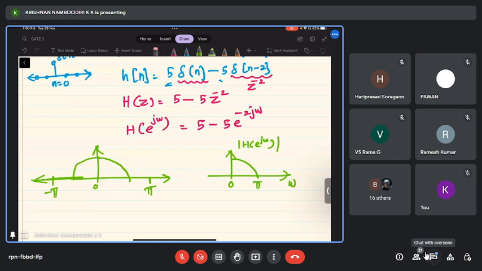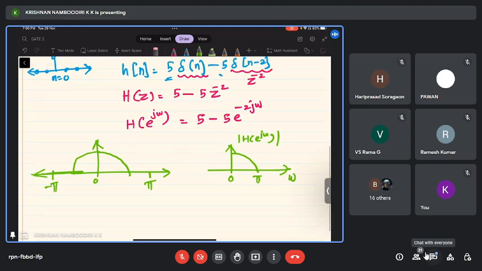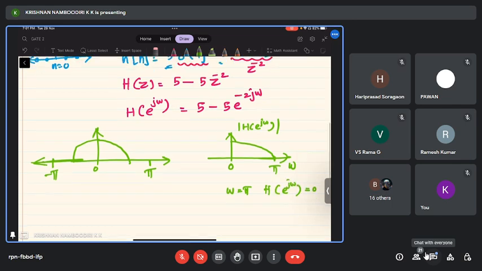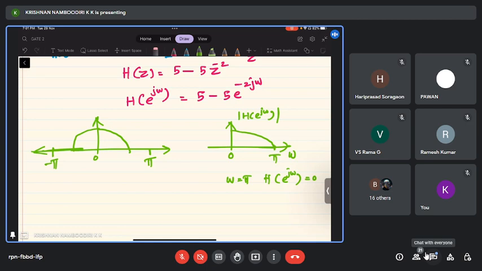So a low pass filter, how does it look like? This is not pi. Pi will be somewhere here, right? So the low pass filter means the filter will allow the low frequency components to pass, and it will annihilate the high frequency components, correct? Or maybe this, it will look like this. So at omega equal to pi, the magnitude of H of e power j omega will be equal to 0. Not only the magnitude, H of e power j omega itself will be 0 at omega equal to pi for a low pass signal. Low pass.